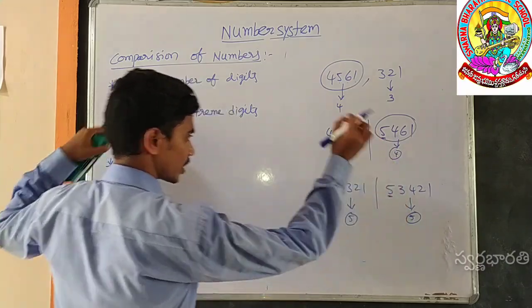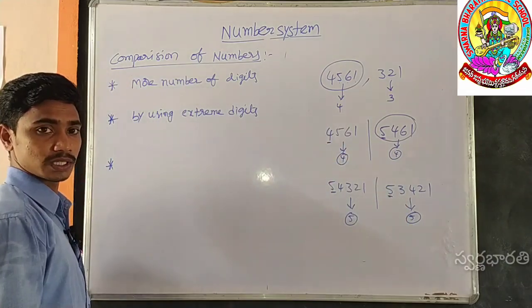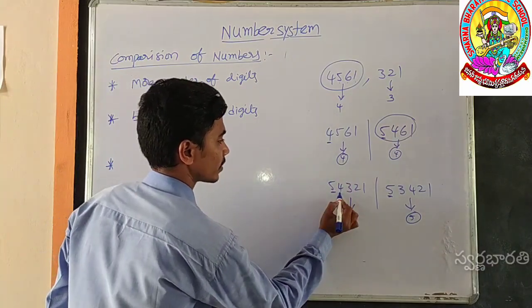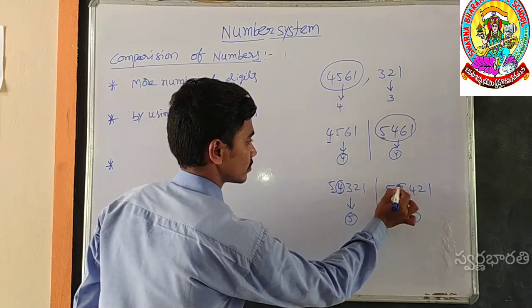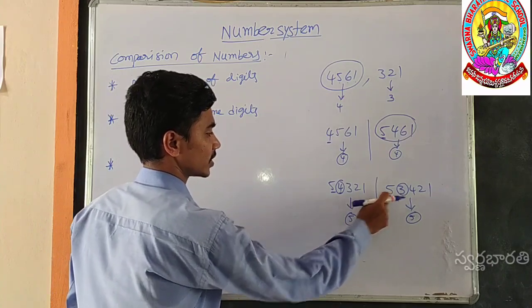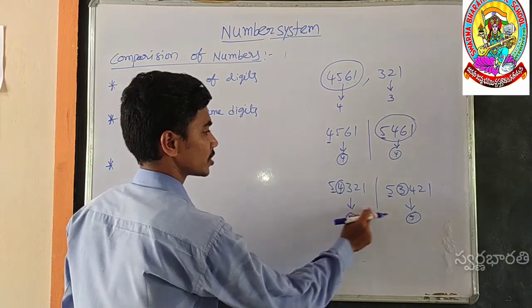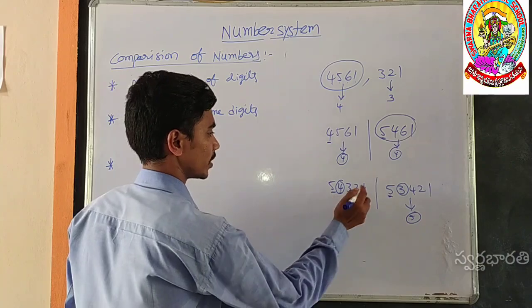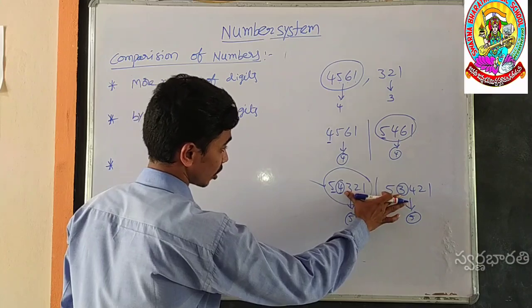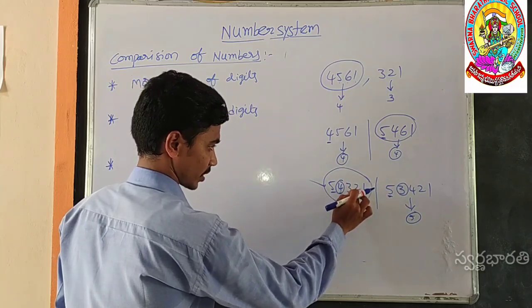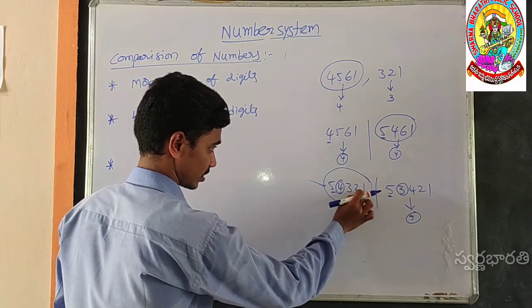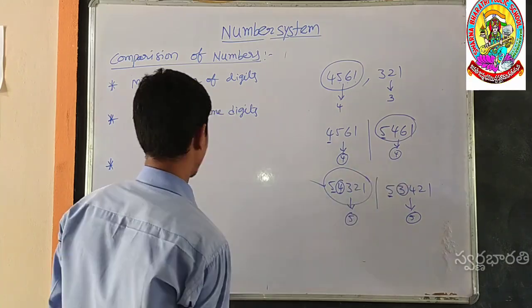Here the extreme digits are also the same. Then what do we do here? We just move to the right side, then compare the next digit. Here 4 is the next digit, in this one 3 is the next digit. So in the next digits, which one is bigger, 4 or 3? 4 is bigger, so this is the bigger number. If the next digit is also the same, compare the next digit. If this digit is also the same, turn to the next digit, and so on.